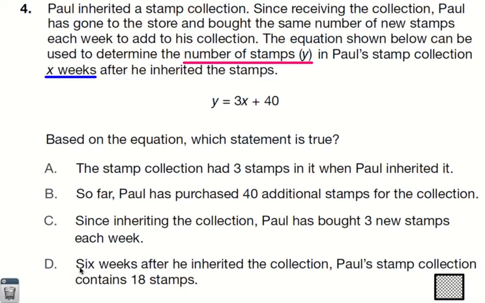Let's see what choice D says. 6 weeks after he inherited the collection, Paul's stamp collection contains 18 stamps. So if you let X equal 6, 3 times 6 plus 40, no, that's not 18. So I'm liking C: since inheriting, 3 new stamps each week. Yes, that's it. Every week, X weeks, every week you get 3.